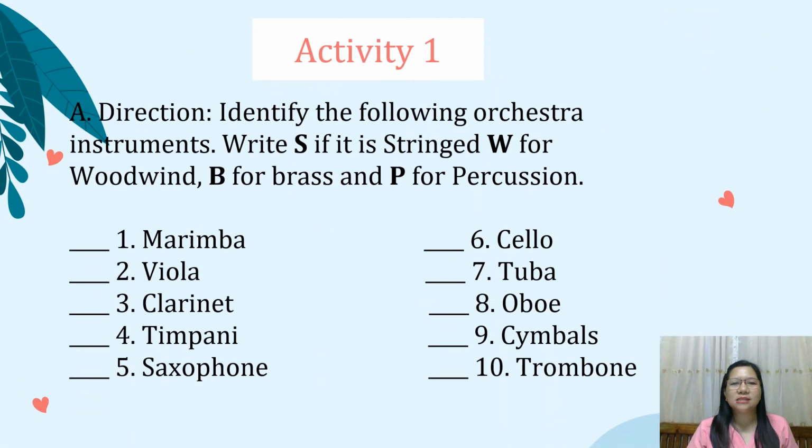Okay, class, let us see if you listened very well to our lesson. You may now do the activity. Read and answer. Activity 1. Direction. Identify the following orchestra instruments. Write S if it is string, W for woodwind, B for brass, and P for percussion. I will give you 30 seconds to answer.